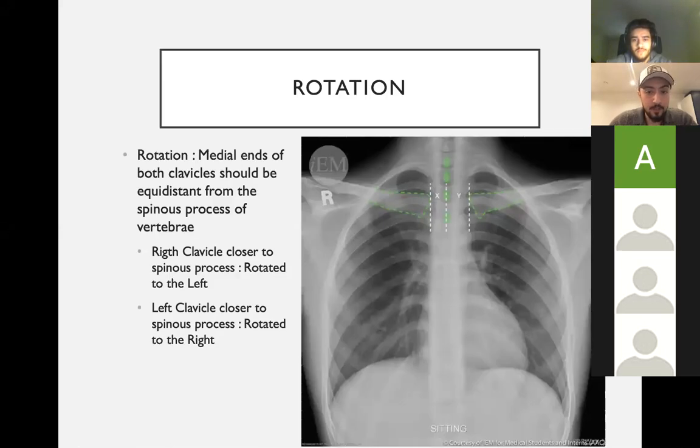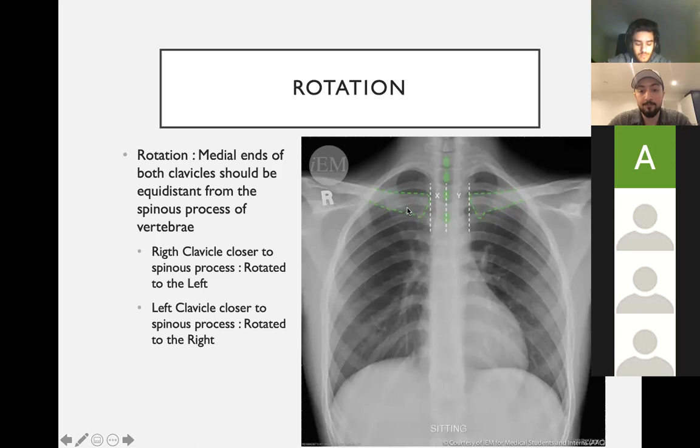Now, it's very important that the patient is not rotated either to the left or to the right. The patient needs to be straight, parallel to the direction of the X-rays. If the patient is oriented to the left side, the spinous process in the middle of the vertebra will be closer to the right clavicle. The opposite is also true. If the patient is rotated to the right side, the spinous process in the middle will be closer to the left clavicle.